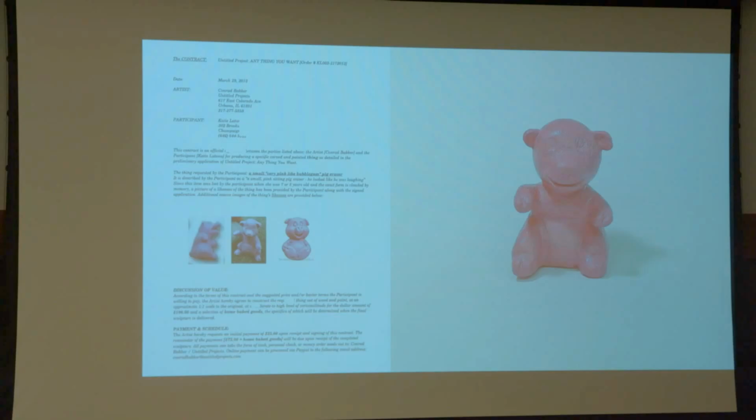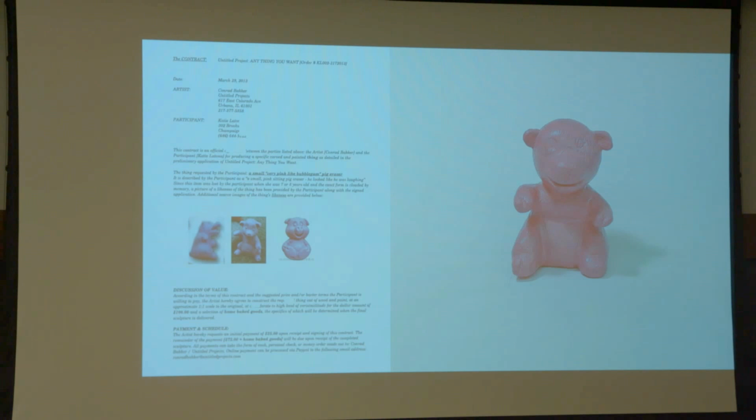And so I turned it into a project where I open it up to anyone. This is ongoing. If someone wants me to make a fake version of a thing that they either don't have anymore, or they just want a fake version of the thing that they do have, I mean, there's various reasons why people want these things.